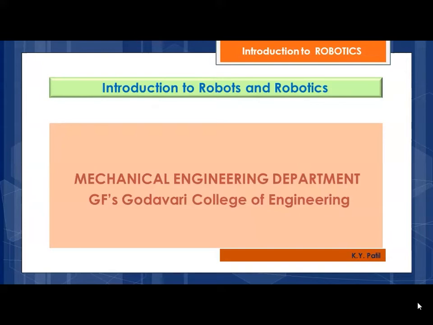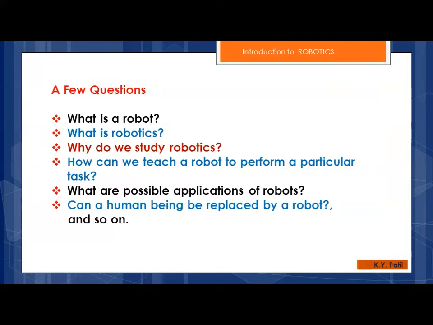The first topic is on Introduction to Robot and Robotics. Now, before we start learning robotics, a few questions come to our mind. These are as follows. What is a robot? What is robotics? Why should we study robotics? What is the motivation behind robotics? How can we give instruction to a robot to perform a particular task?